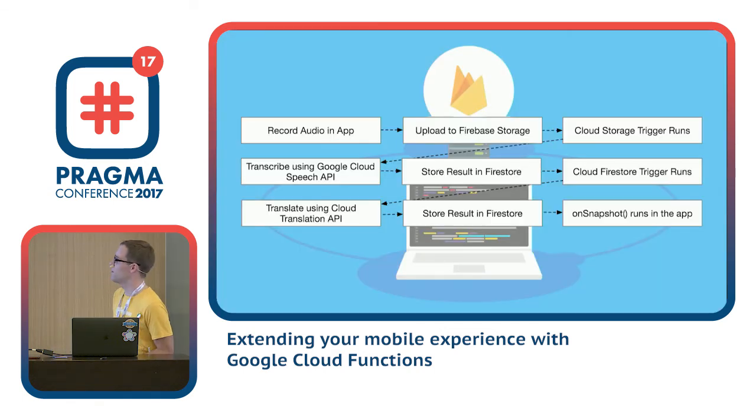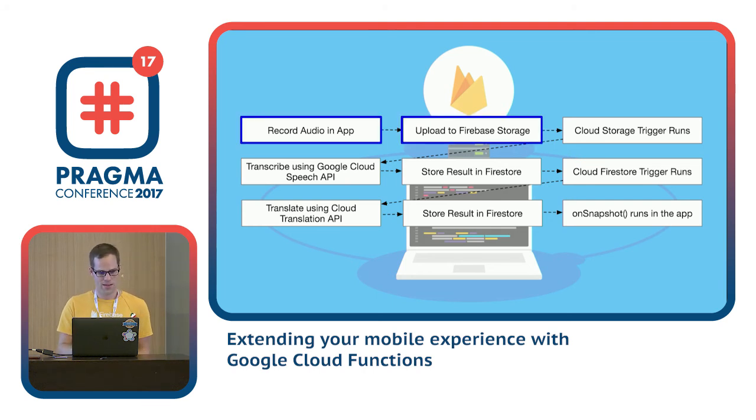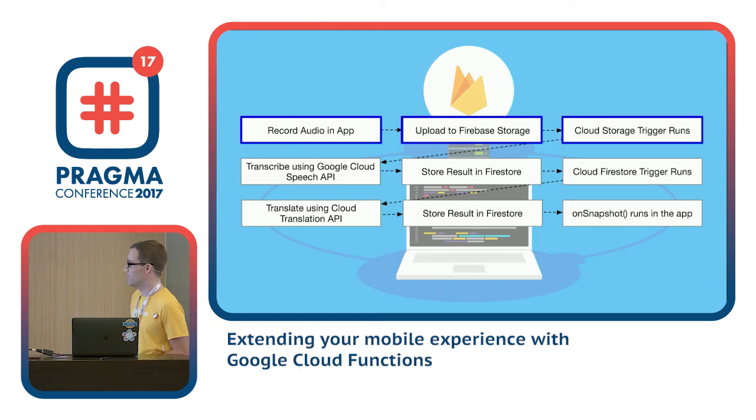So let's recap what we just implemented. First, we created an audio recording in our iOS app. Then, we uploaded this recording to Cloud Storage via the Firebase Storage SDK using just one line of code. Then, Cloud Functions runs our storage trigger that invokes the Cloud Speech API. The results of the Cloud Speech API's transcriptions are then stored in Firestore.